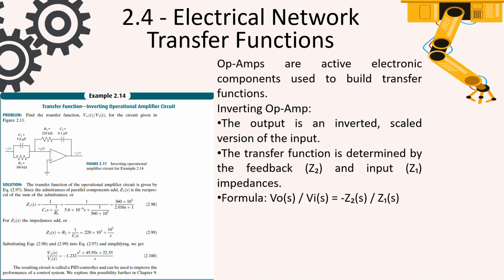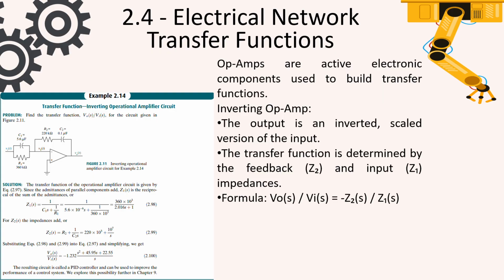This section also covers active electronic components like operational amplifiers, or op-amps. The example here shows an inverting op-amp, where the output is a scaled and inverted version of the input. The transfer function for this configuration is elegantly simple. It's the negative ratio of the feedback impedance Z2 to the input impedance Z1.